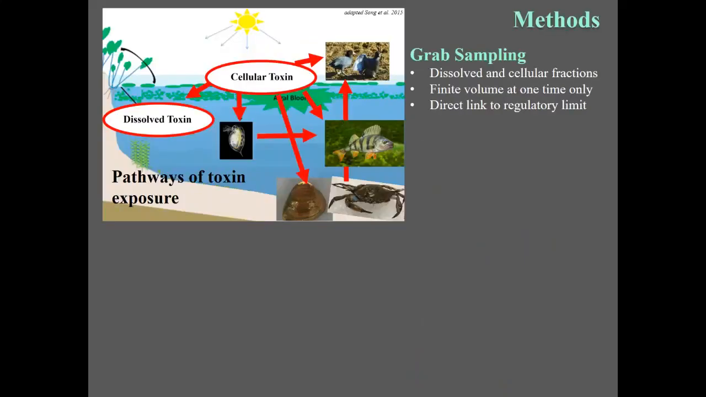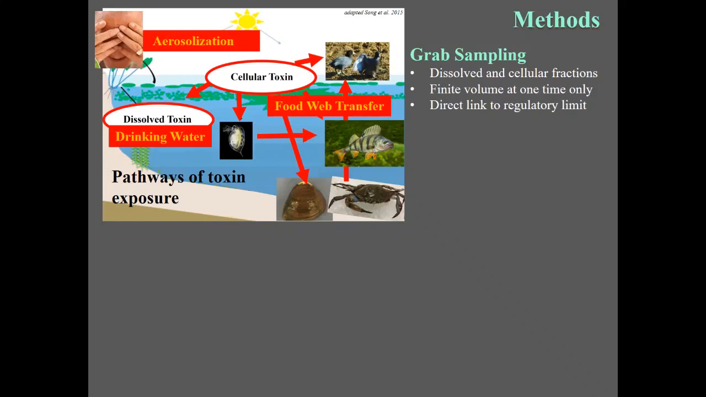A little bit more about the methods. We sample using bottles and a finite volume at the particular time when we go out. And then we look at both dissolved and cellular fractions. The reason why we distinguish between those is because they create different pathways to toxin exposure that are relevant. The dissolved fraction is more relevant for drinking water concerns, while the cellular toxin can be consumed and passed on through the food web. There's also a third path, aerosolization of these toxins, that has become more of a focal point lately.